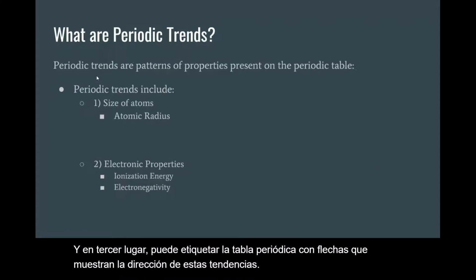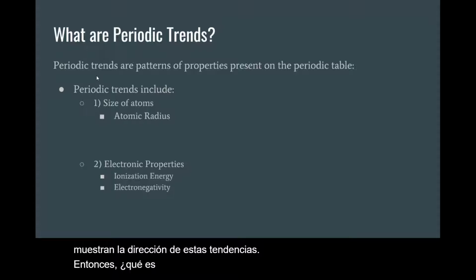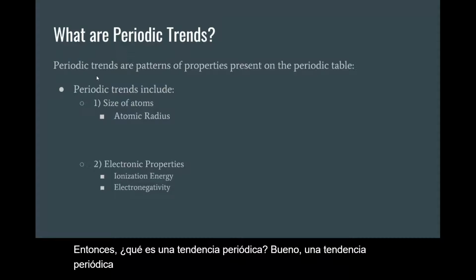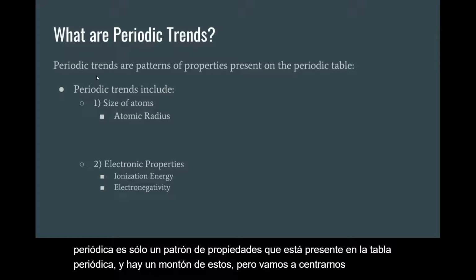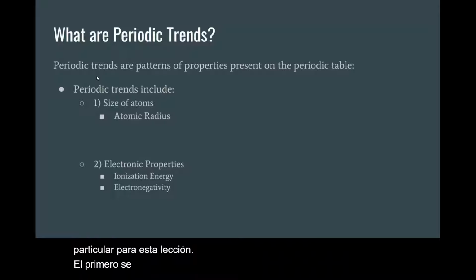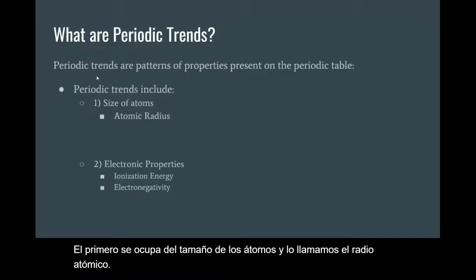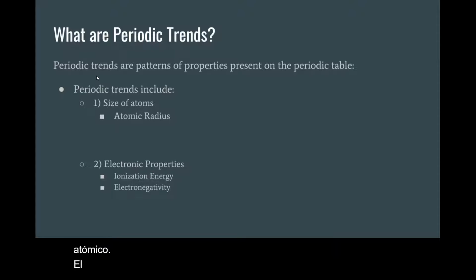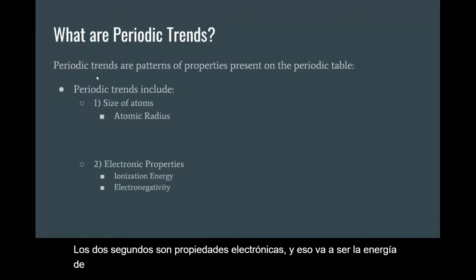So, what is a periodic trend? Well, a periodic trend is just a pattern of properties that is present on the periodic table. And there are lots of these, but we're going to focus on three in particular for this lesson. The first one deals with the size of atoms, and we call this the atomic radius. The second two are electronic properties, and that's going to be the ionization energy and the electronegativity. And we'll go into more detail about what they are later on.